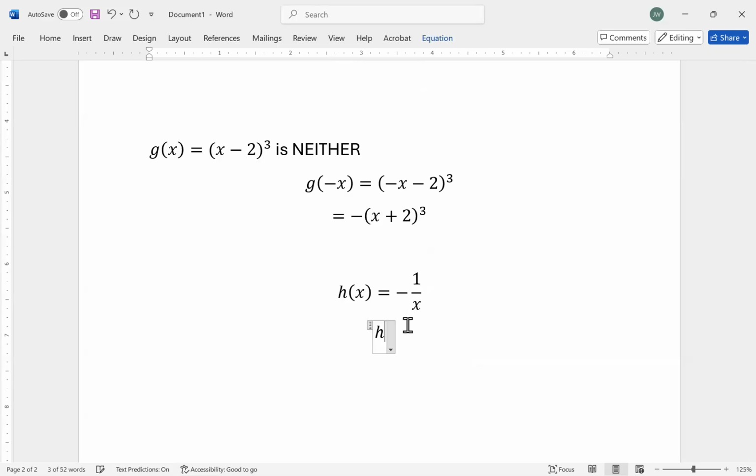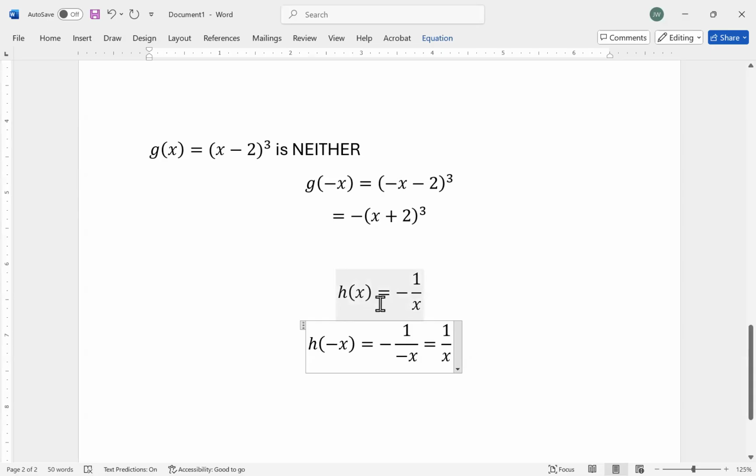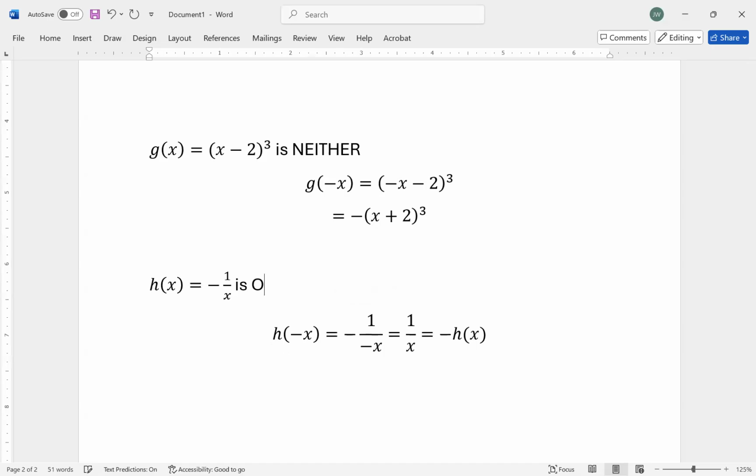Let's check out h of x. Plug in a negative, and you get negative 1 over negative x, which is clearly the same thing as 1 over a positive x. Notice that is the negative of h of x. Therefore, since h of negative x is the negative of h of x, algebraically, we know h of x is odd.